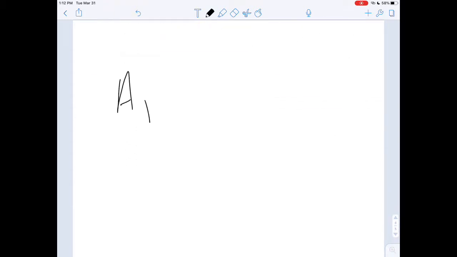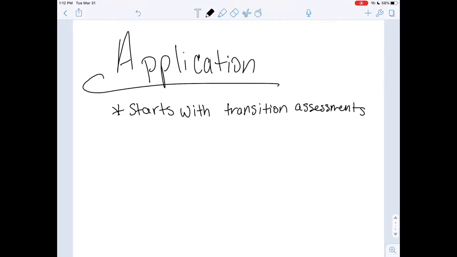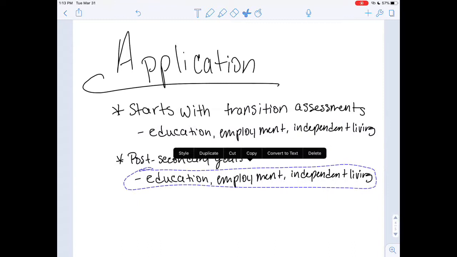Next, we're going to talk about how this is applied. So we begin with transition assessments. So these are going to cover the 3 domain areas within transition. So education, employment, and independent living. So they could take like a self-survey, or a teacher or parent could do an observation and just see where they're at with these 3 skills.